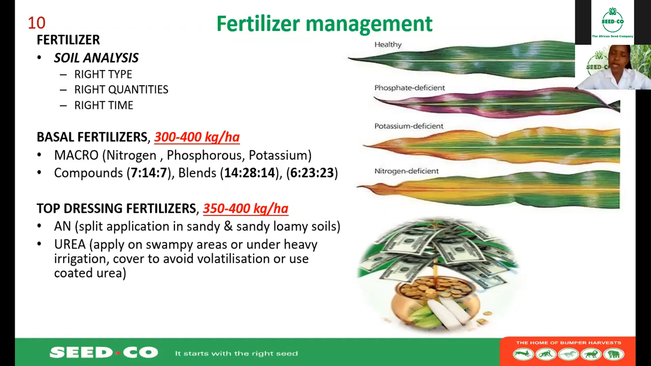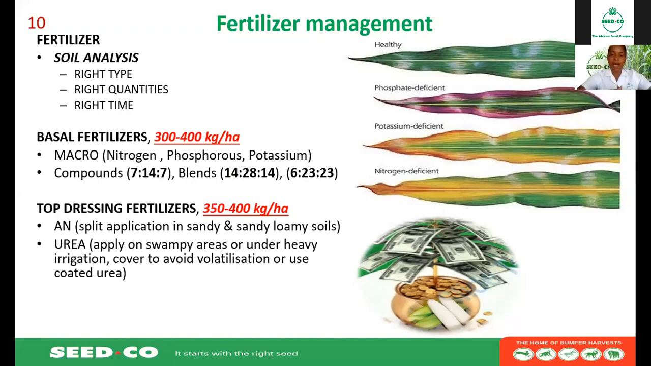If we are using urea, we need to cover it slightly so that there is no risk for volatilization in our fields, as well as to understand that urea would desire conditions that are very moist to swampy, and you don't want to stress your crop by introducing a nitrogenous fertilizer when you do not have irrigation in place, or when you plan to come and irrigate after a couple of days. Make sure irrigation and a nitrogenous fertilizer application move hand in glove.